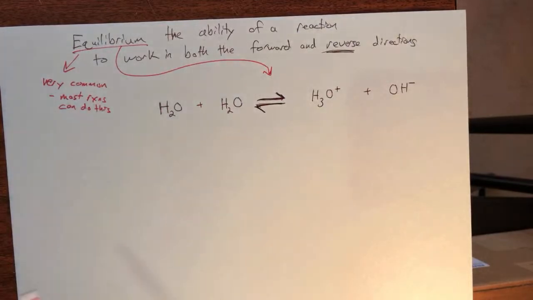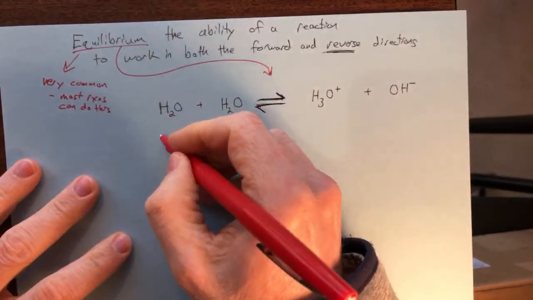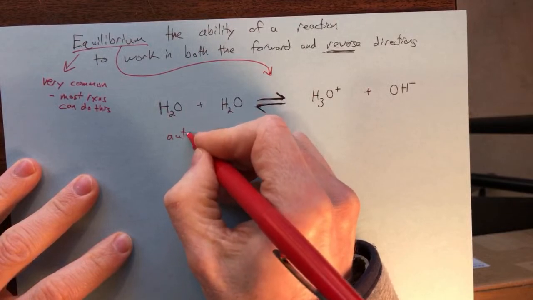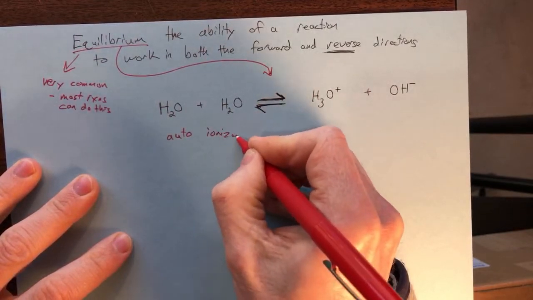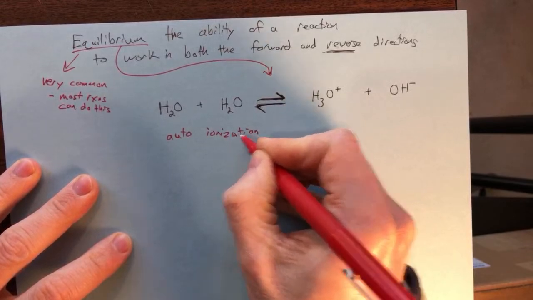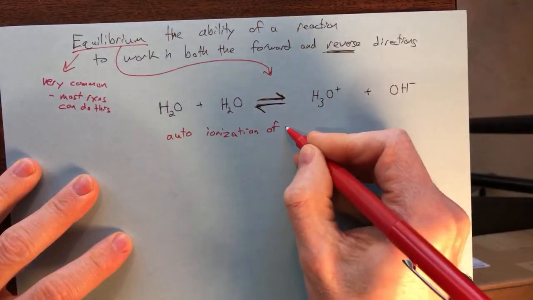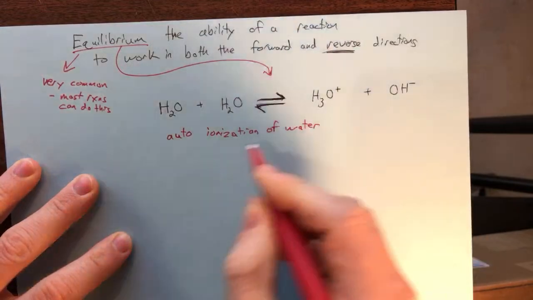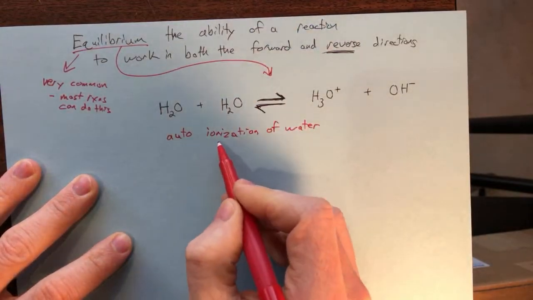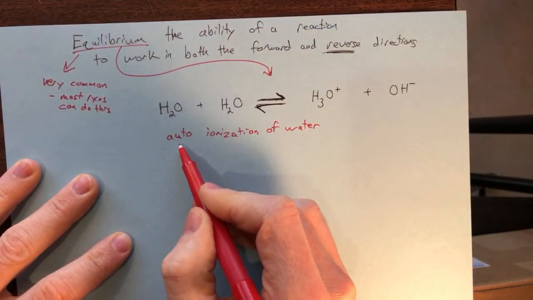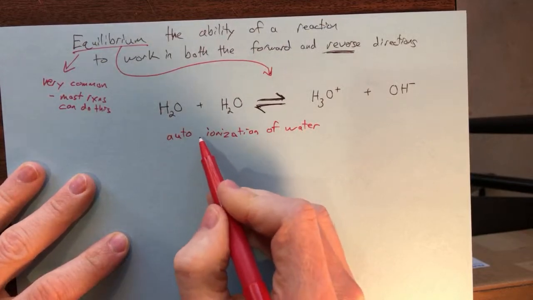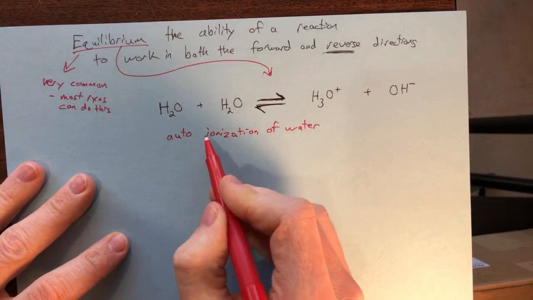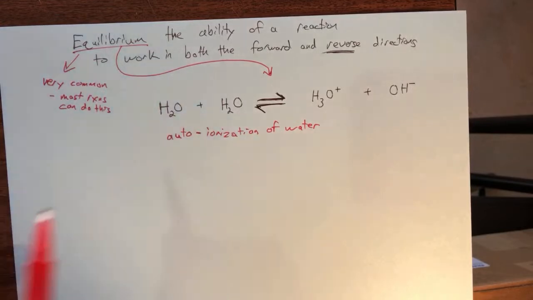But this is known as the auto-ionization of water. Auto means self. So it means it's self-ionizing. It's water that's splitting itself up, breaking its bonds and forming new bonds. It's doing it to itself. It's the auto-ionization of water. Okay, auto means self.